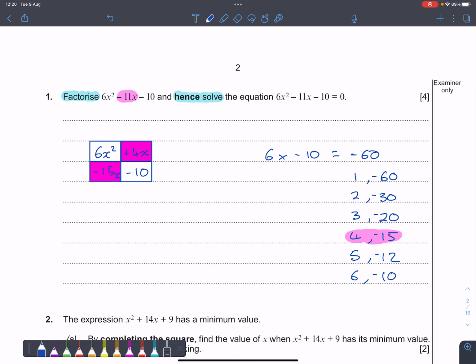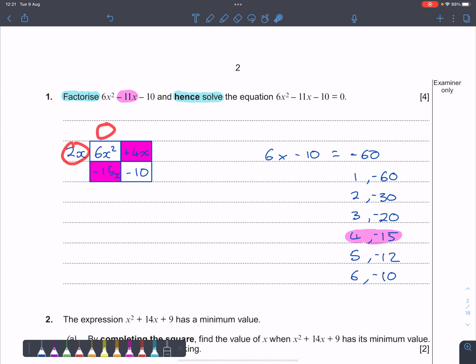Okay, and now I'm going to start factorising. So I'm going to start by factorising the top row. So I'm going to look at these two terms and say what is in common in both of them. Well, both of them have a common factor of 2 and both of them have a common factor of x. So I can take 2x out of it and then I'm away.